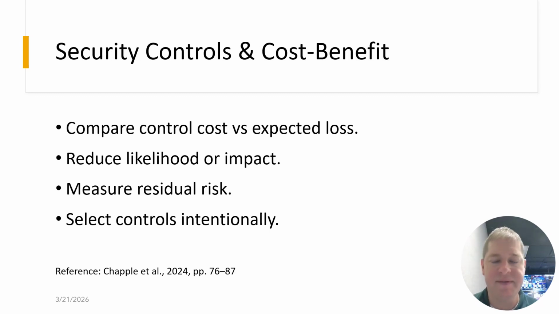Security controls must be selected based on cost effectiveness. Organizations compare the cost of implementing a control with the reduction in expected loss. If a control costs more than the risk it reduces, it may not be justified. After implementing controls, organizations evaluate residual risk, which is the remaining risk after mitigation. The goal is to not eliminate all risk, but to reduce it to an acceptable level. This ensures that security investments are both effective and financially responsible.